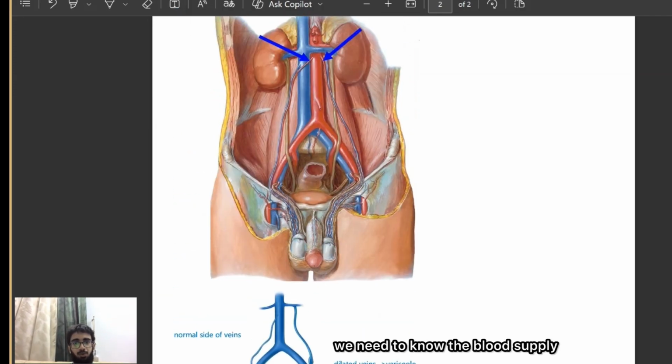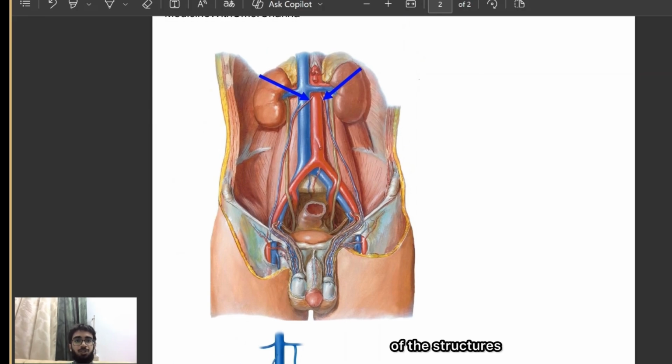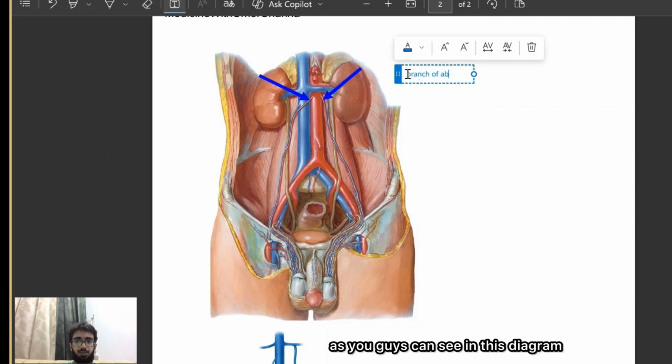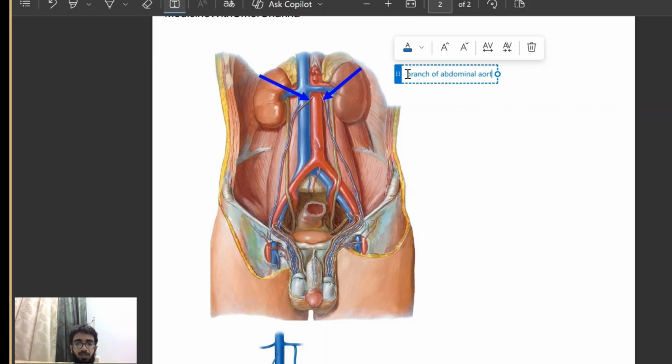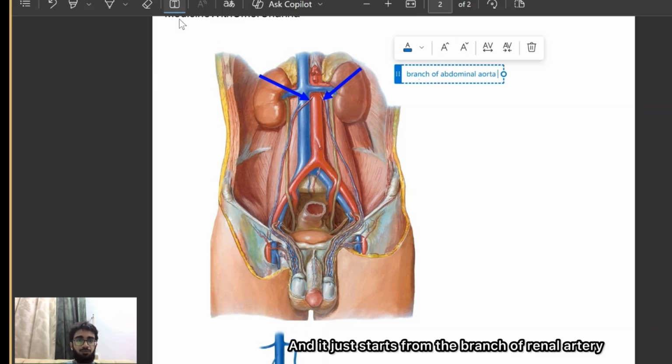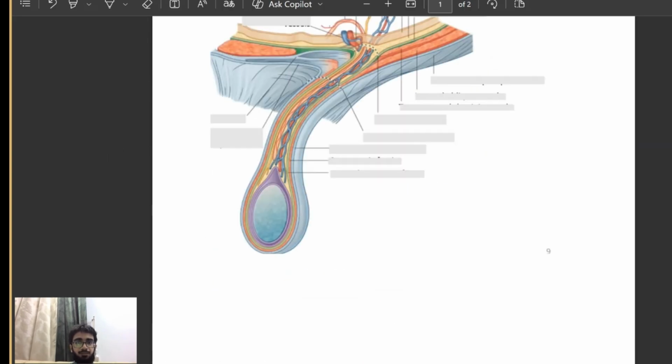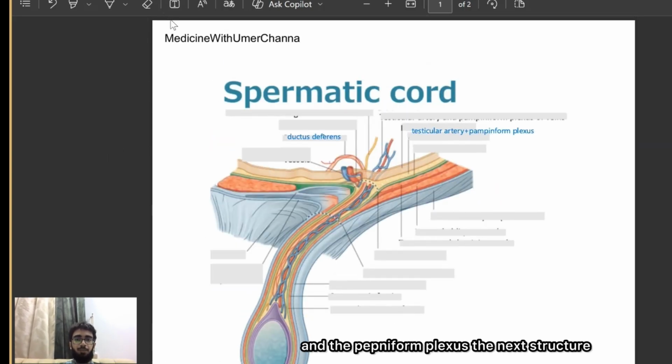Another important thing, we need to know the blood supply of the structures that are within the spermatic cord. For example, the testicular artery, you need to know that it comes from a branch of the abdominal aorta, as you can see in this diagram, and it starts just below the renal artery. So this is for the testicular artery and the pampiniform plexus.